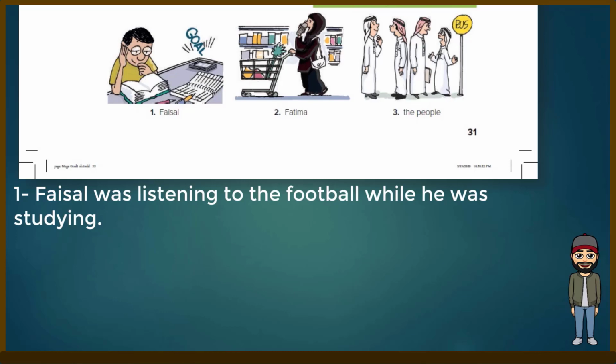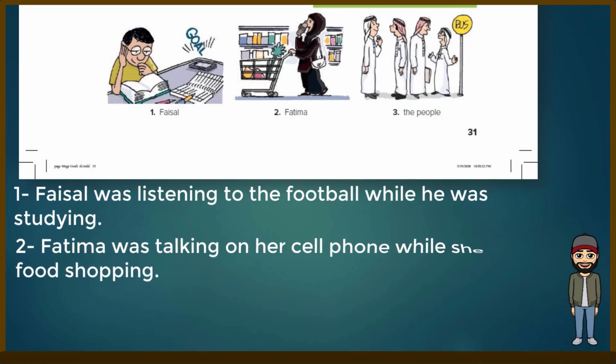Okay. Number two, Fatima, what is she doing? She's shopping and also she's talking on the phone. She's doing two things at the same time. So what do you say? Fatima was talking on her cell phone while she was food shopping.